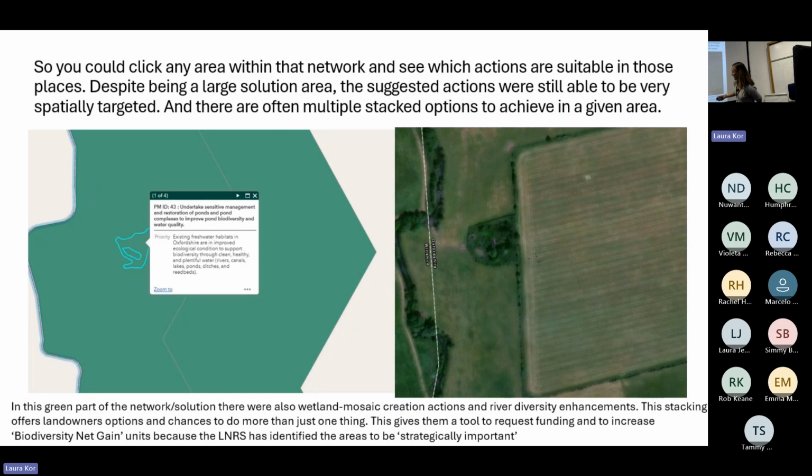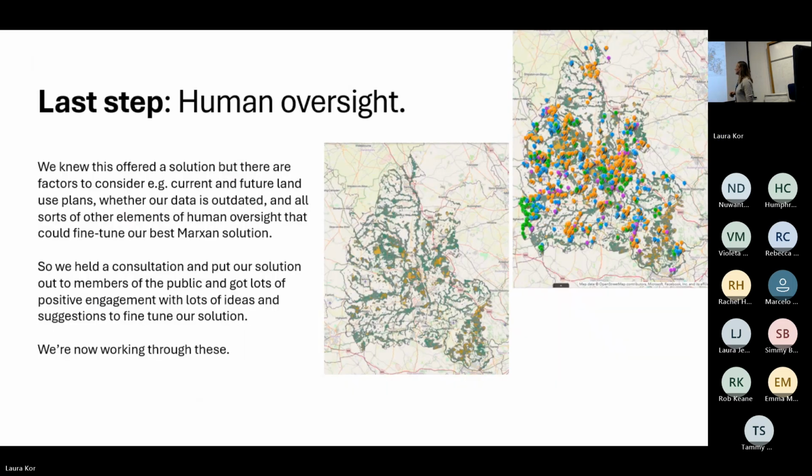Is that what I was going to say here? I think so. So yes, there are stacked options that you can have. Whilst we've got that option to enhance the pond, there's one of 4 actions that can be taken there. So if you click the little arrow on the side, it will then say you can also create wetland habitats, you could enhance the structural diversity of the river, and that gives landowners options of what they can do to achieve priorities in the area.